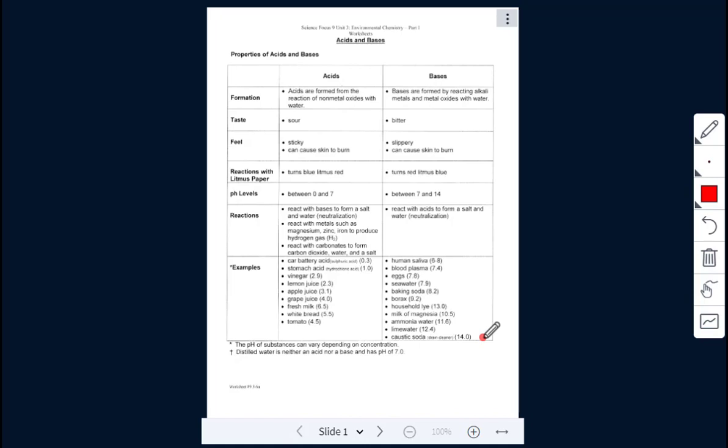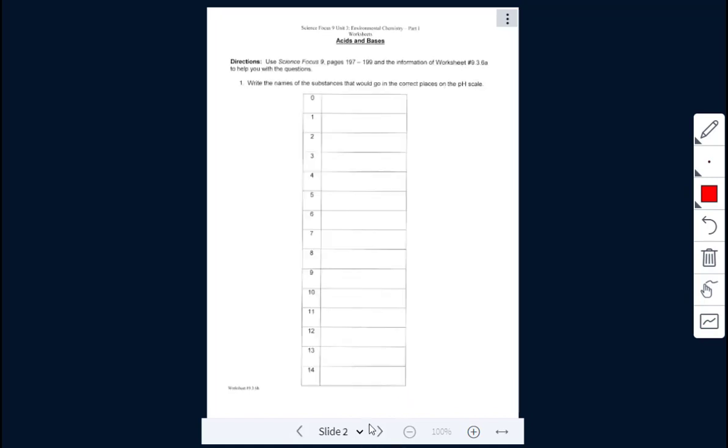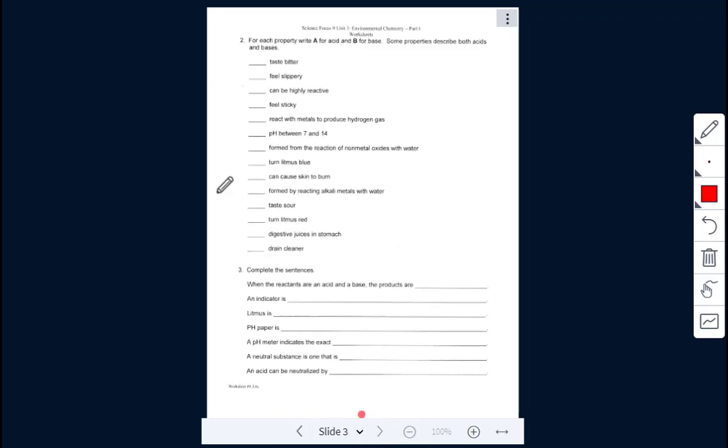All right, so the activity here is organizing those substances on this pH scale. And then the second part, we have deciding whether these are acids, bases, or both, and then completing some of these statements here.